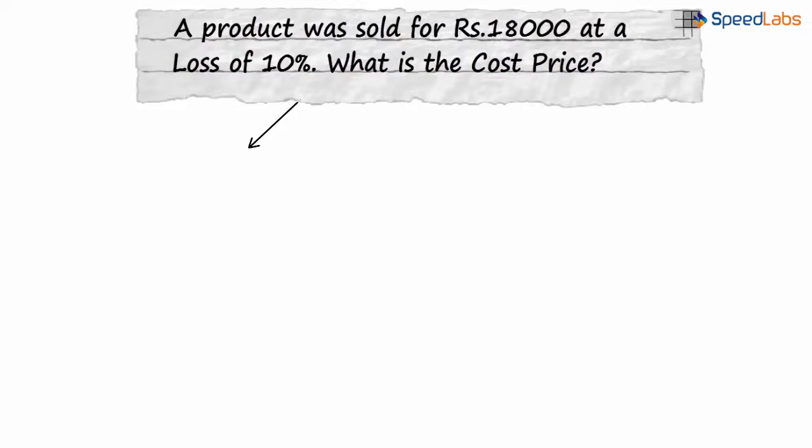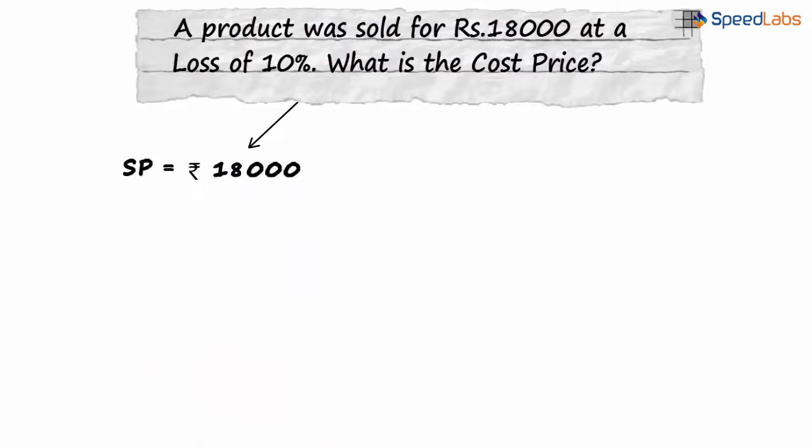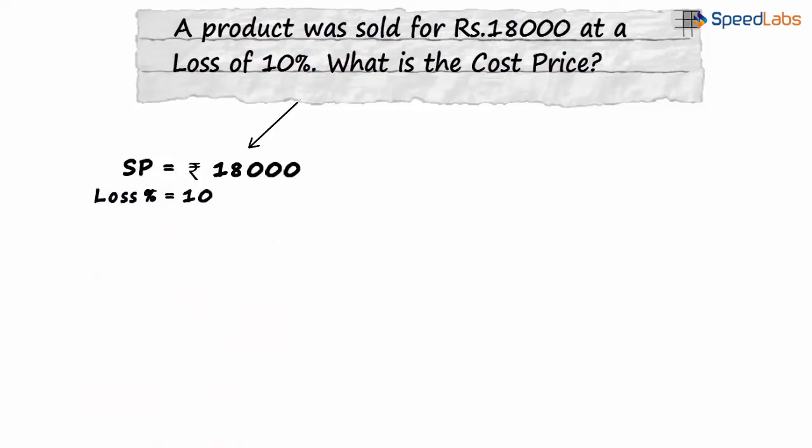The product was sold at 18,000 rupees. It means we are given the selling price. Hence, we write down SP as 18,000 rupees. Now it gets a little interesting. We've been given the loss percentage. It was sold at a loss of 10%. So we write down loss percentage as 10. And we've been asked to find the cost price.